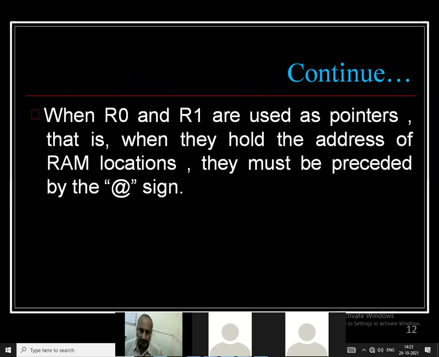So what is the difference? The difference is only at the rate. And in this, only R0 and R1, these two registers are used. So that is also a very important line for MCQs also.